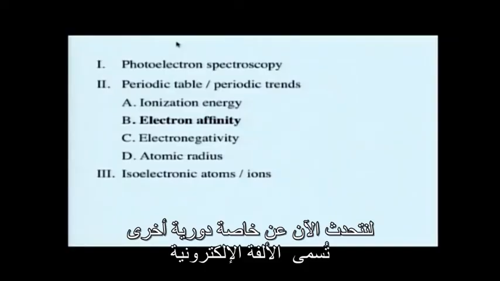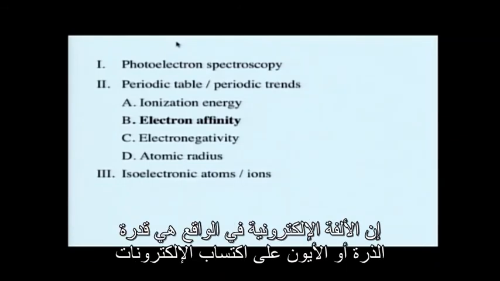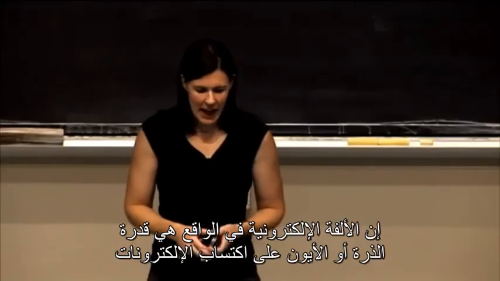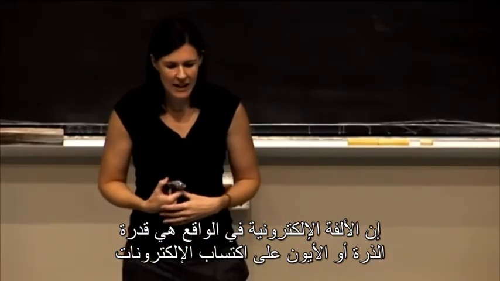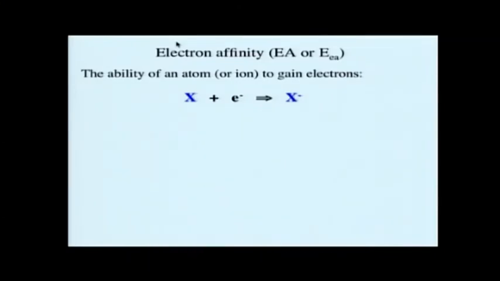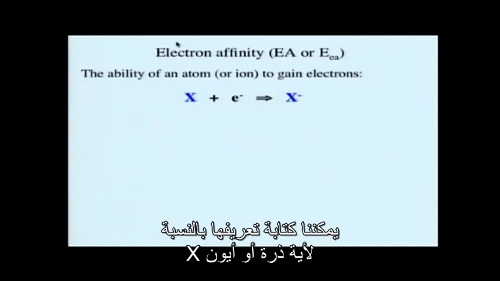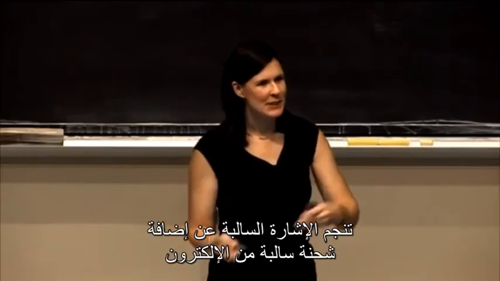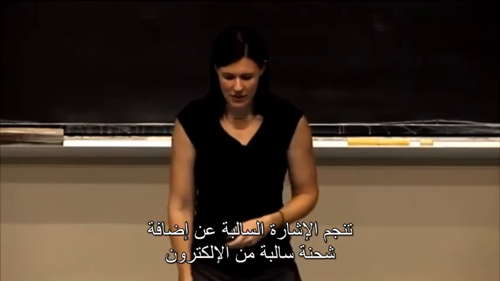So let's talk about another periodic trend. This one is called electron affinity. Electron affinity is actually the ability of an atom, or we could also talk about an ion, to gain electrons. So it's the affinity it has for electrons. It's how much it likes to get an electron. We can write out what it is for any certain atom or ion X. So it's just X plus an electron gives us X minus. We have the minus because we're adding a negative charge from the electron.